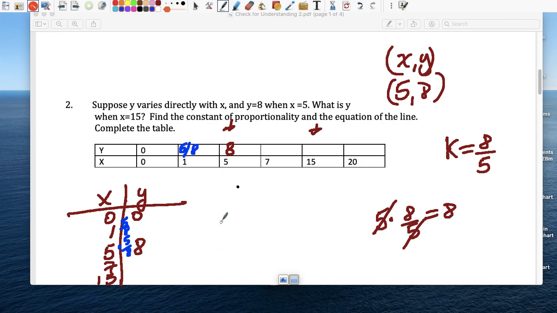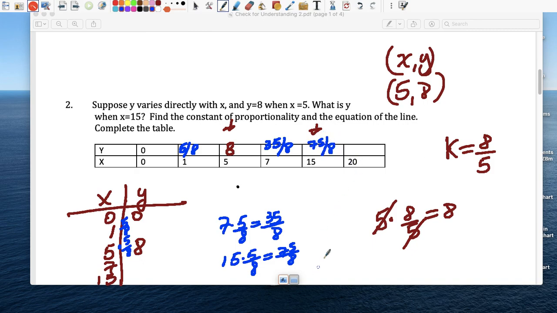When x equals 7, well, 7 times 5 over 8, and you can leave it as a fraction. I'm going to leave it at 35 over 8. When x equals 15, 15 times 5 over 8, it's going to be 75 over 8. We can change it to a mixed number, but it's okay. And when x equals 20, we get 20 times 5 over 8, and we can write 100 over 8. So there is my answer here.